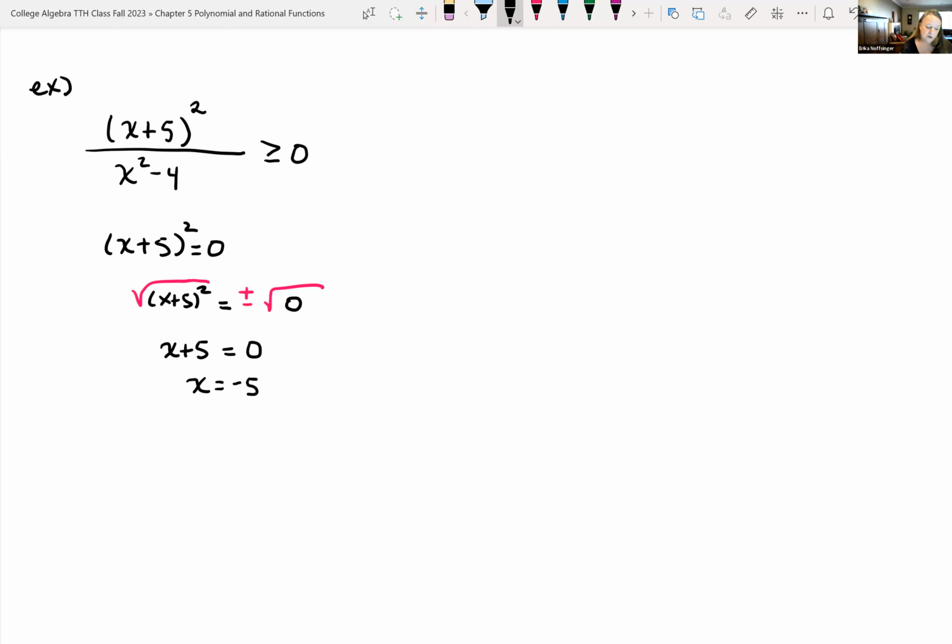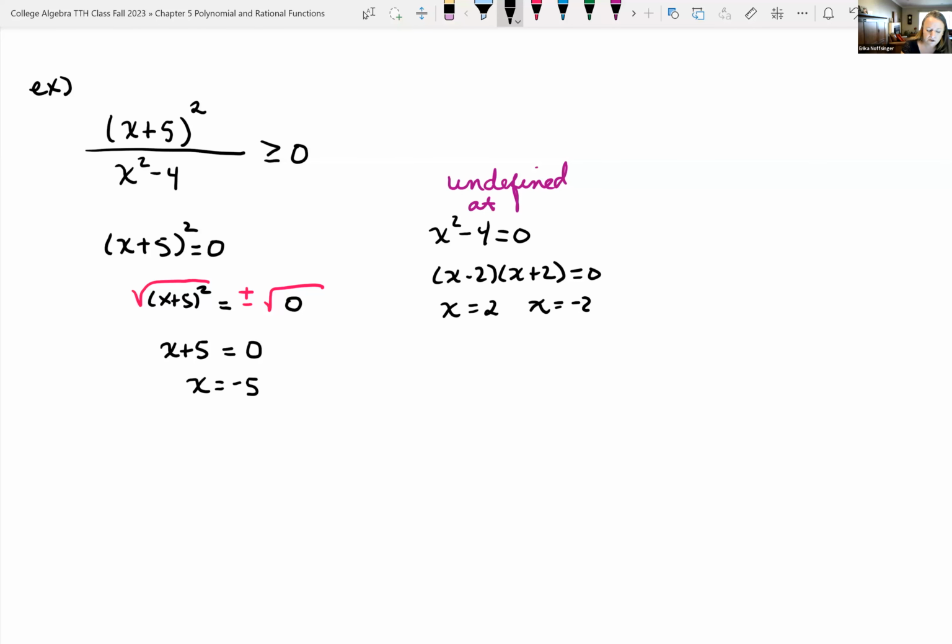We also had to see where it was undefined, and that was where x squared minus 4 is equal to 0. This would not be part of the domain. So you can either use your square root property or you can factor this. The difference of squares, x minus 2, x plus 2, set each factor equal to 0. We get x equals 2 and x equals negative 2. Looking at that, those are odd multiplicity. So I know graphically that I'm crossing the x-axis at 2 and negative 2.